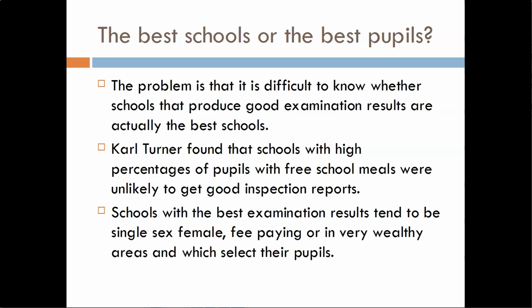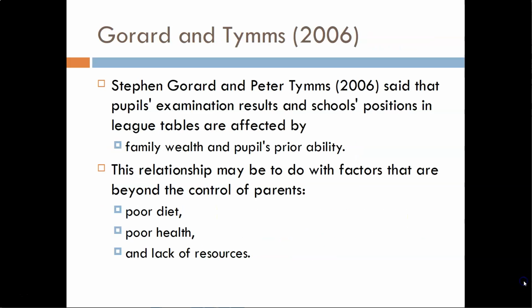Why might that be? Schools with the best exam results and therefore perhaps the best inspection reports, tend to be single-sex, female, fee-paying, or in very wealthy areas which select their pupils. So there are three indicators there. Single-sex female schools. Why is that a marker of success? Fee-paying. Why is that an indicator of success in education? Or schools that are in very wealthy areas which may select their pupils. So is that the best school or the best pupils?